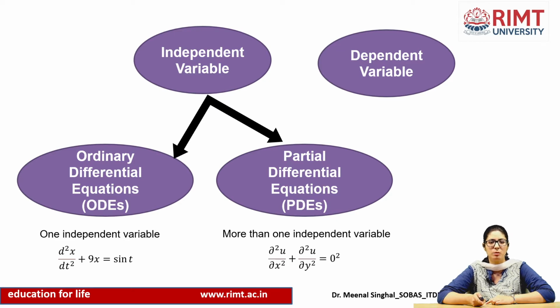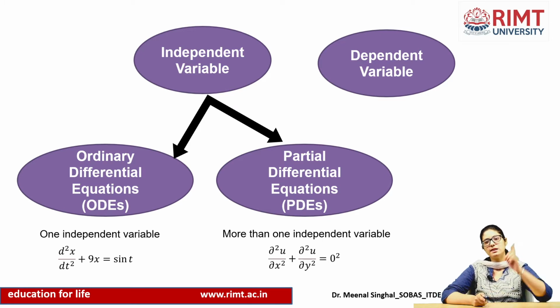So, based on the independent variable, if we have one independent variable, we have the ordinary differential equations, also known as ODEs. And whenever we have more than one independent variable, our differential equation is the partial differential equation, which is known as PDEs, right. So, we can see the example of ODEs and PDEs here.